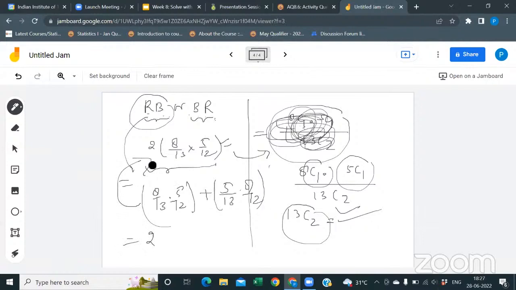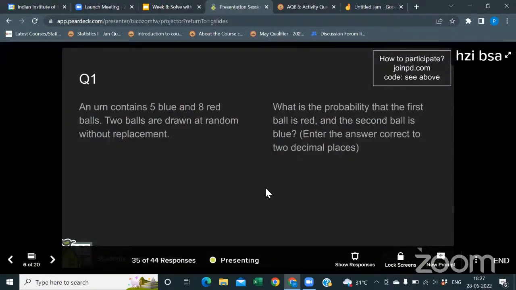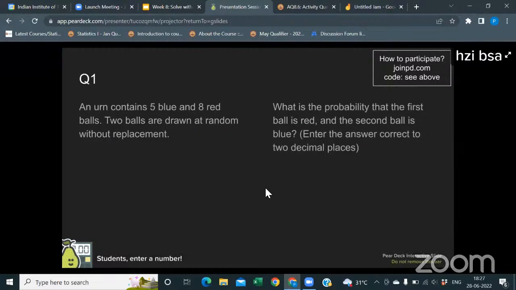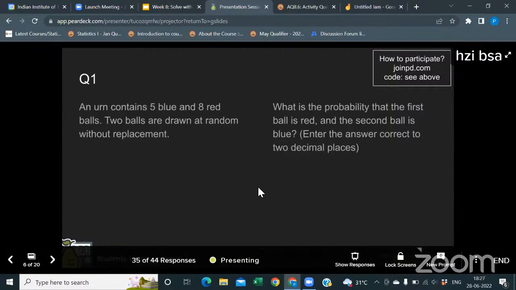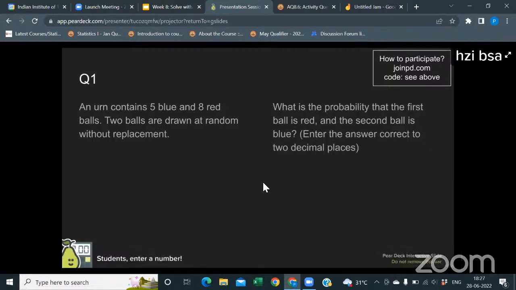Suppose the condition is that the first ball is red and the second ball is blue. Then what will be the answer? Only this one, right? Because it is saying the first ball should be red. Yes, that's why it's the condition. Suppose the question is both balls are blue and with repetition. Then what will be the answer? Anyone wants to answer this question? 5 by 13 into 5 by 13. Sorry, 5 by 13 into 4 by 12. And why 4 by 12? Sir, please repeat the question. With repetition, sorry, 5 by 13 into 5 by 13.